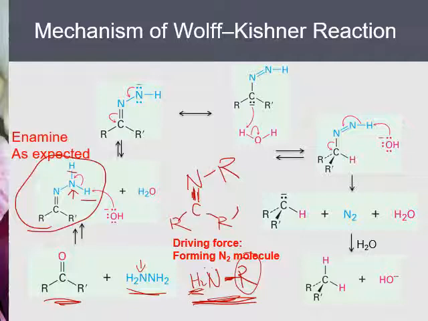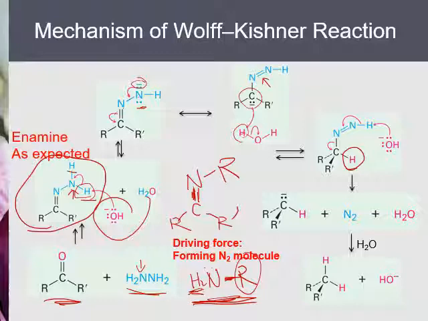Now, if the solution contains a strong base, the hydroxide will deprotonate one of these hydrogens to form an anionic nitrogen. So you have two lone pairs with a negative charge. A lone pair comes back between the nitrogens to form a double bond here, and the pi bond goes to carbon, forming a carbanion. This carbanion can be protonated by water. So now you have one hydrogen added to the carbon, and the nitrogen forms a double bond here.